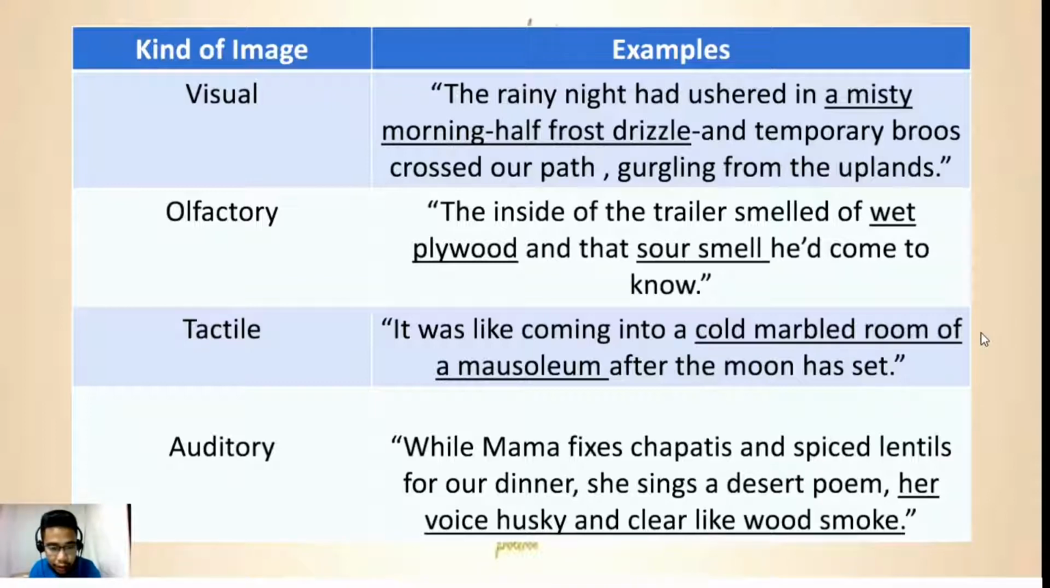And next is tactile. It was like coming into a cold marble room of a mausoleum after the moon has set. So tactile, we can feel a cold marble room, right? Especially the word cold.